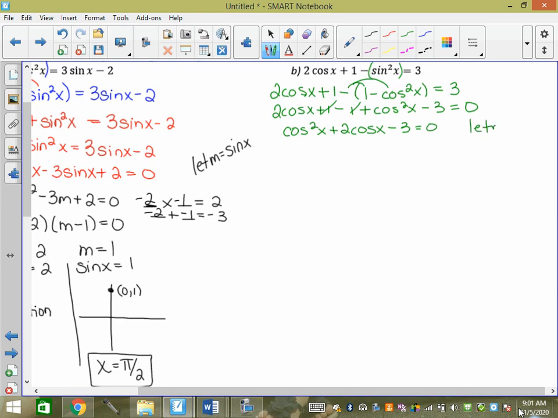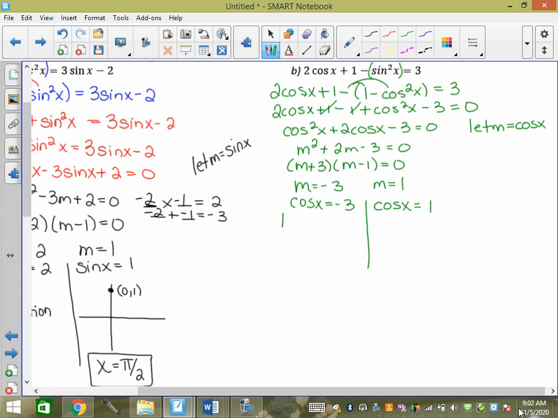Let m equal cos x. m squared plus 2m minus 3 equals 0. m plus 3, m minus 1. So m equals negative 3, m equals 1. Cos x equals negative 3. Cos x equals 1. This is no solution because cos x bottoms out at negative 1. And this one, where cos x equals 1, is here.